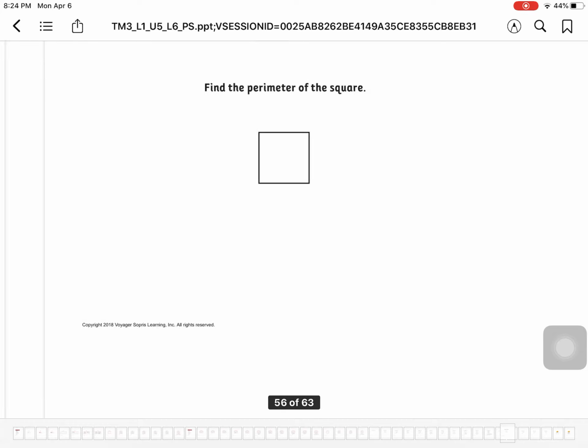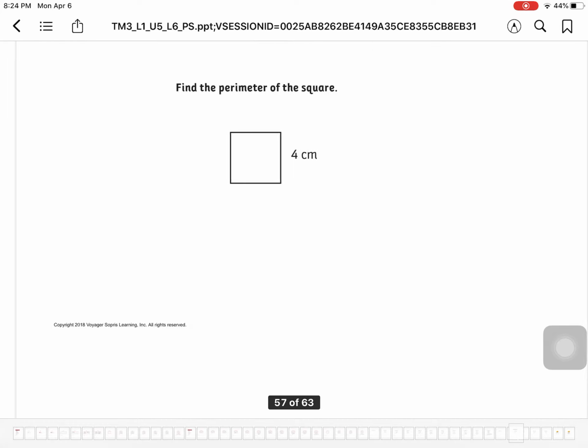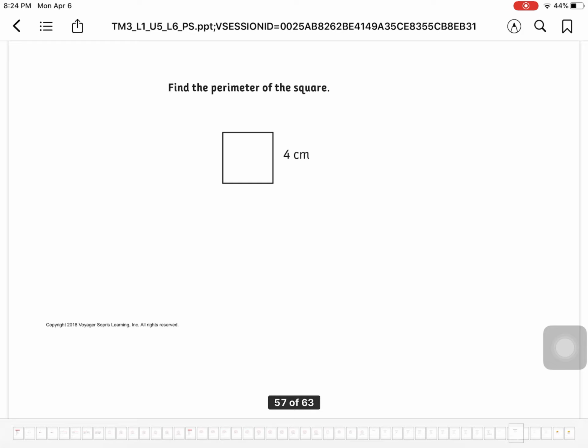Now I want you to try to find the perimeter of the square. So we have a square here, and I know one side is 4 centimeters. Now again, if you want to pause it and try to figure out on your own what's the perimeter of this square, and then find your answer, you could continue watching. So for me, I'm going to keep going.